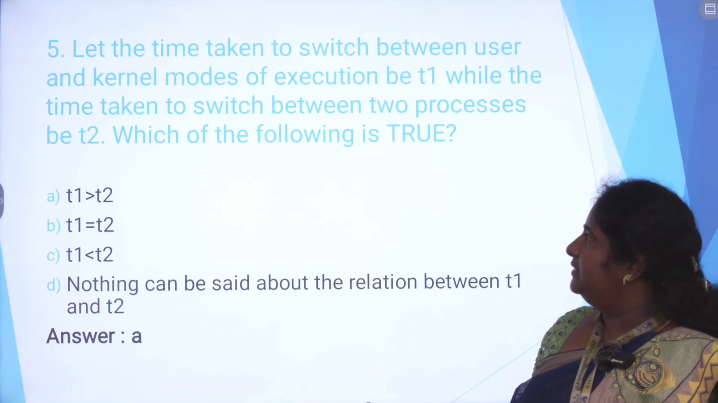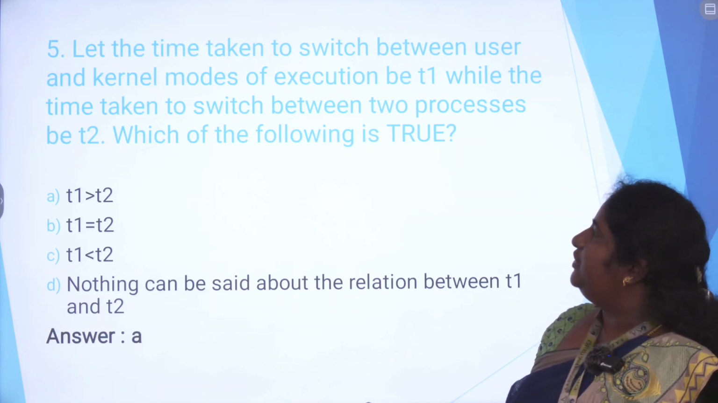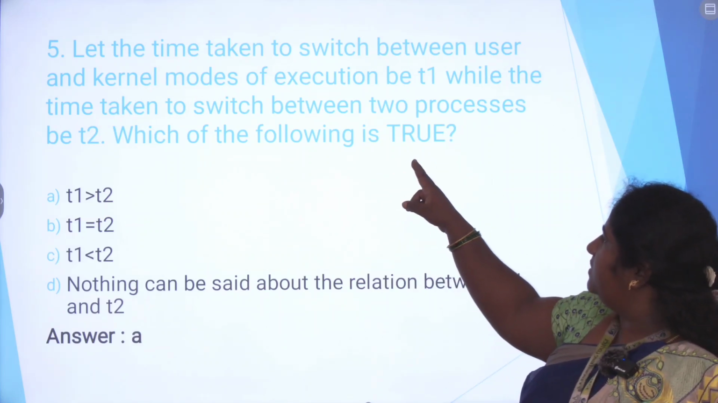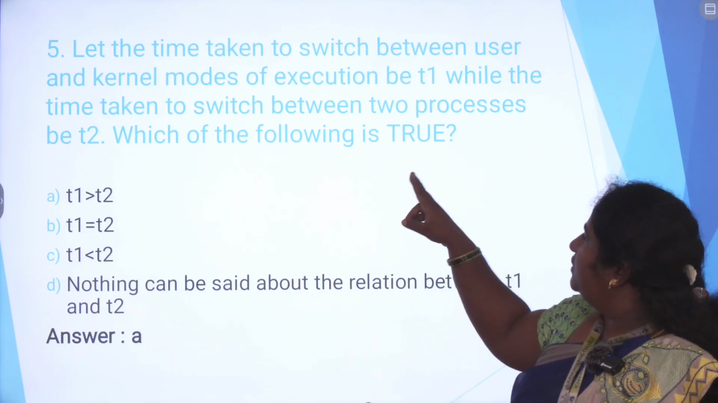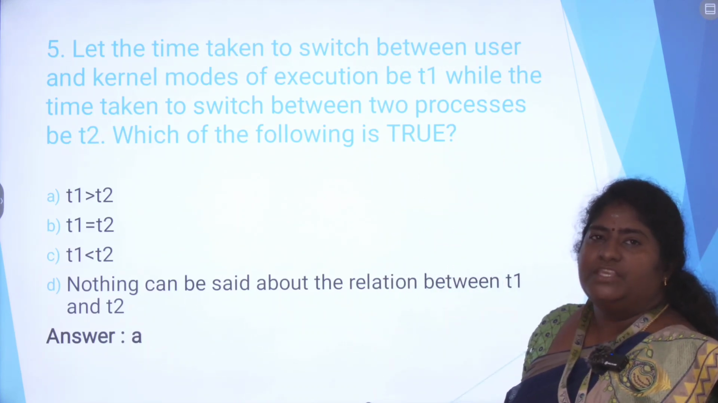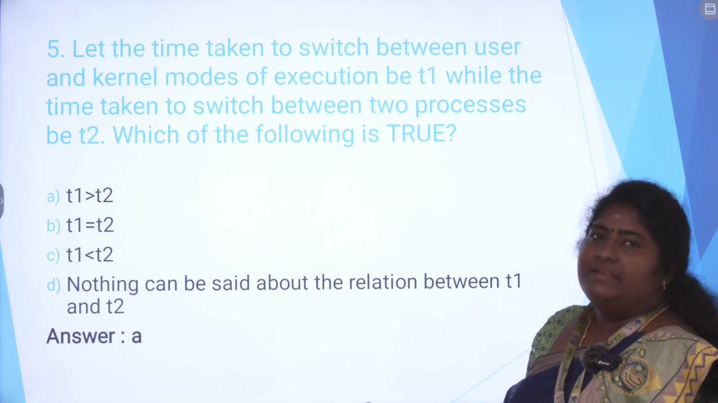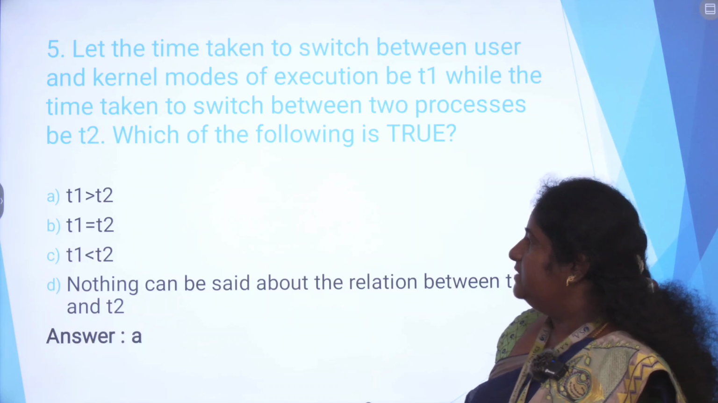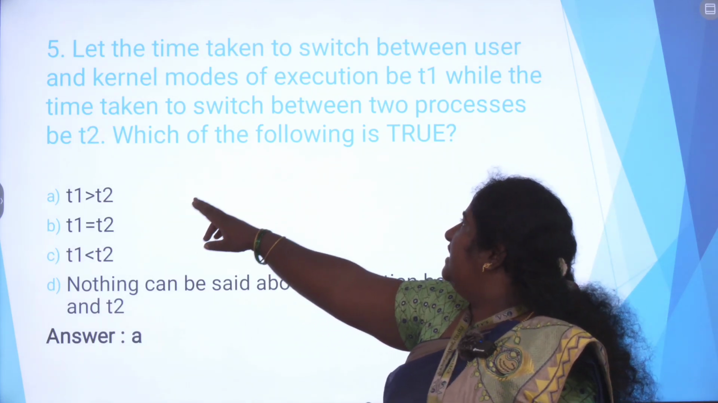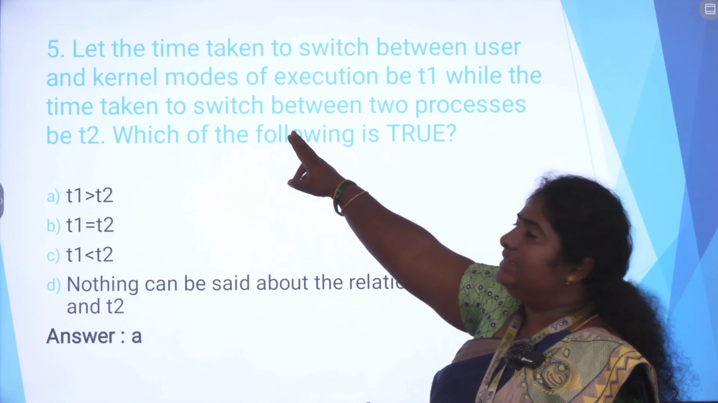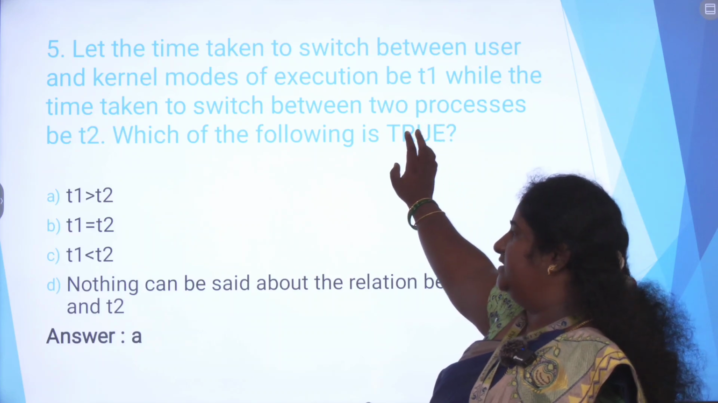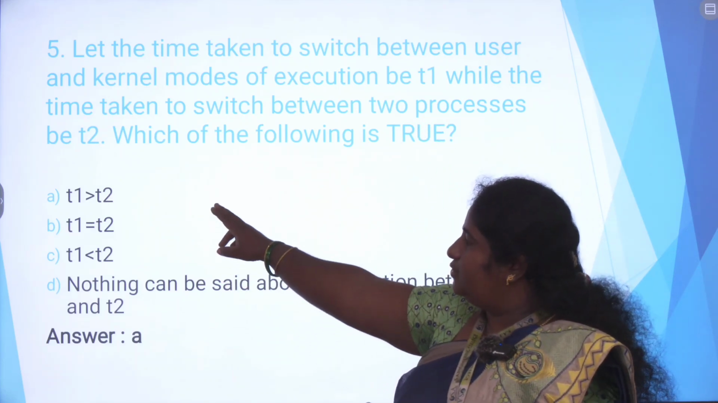Next, moving on to the fifth question. Let the time taken to switch between user and kernel mode of execution be T1, while the time taken to switch between two processes be T2. Which of the following is true? Actually, moving from user space to kernel space will take more time when considering the context switching between two processes. So the correct answer is T1 should be greater than T2. Since T1 is the time taken to switch between kernel mode and user mode, and T2 is the time taken to switch between two processes, the correct answer is T1 should be greater than T2.